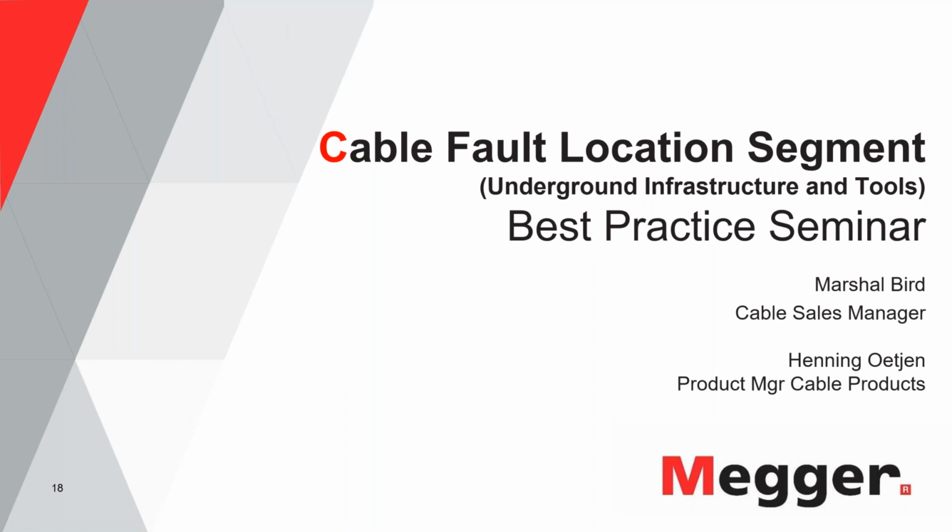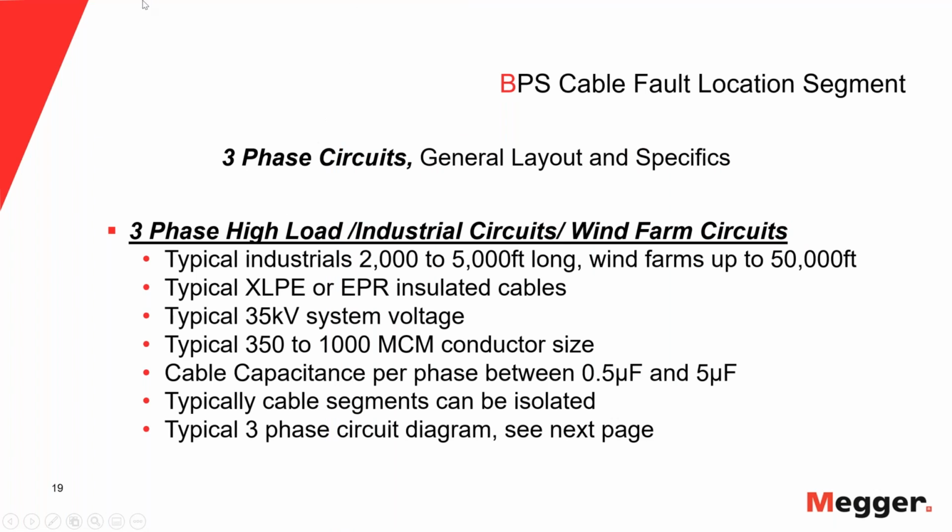So when I look at the three-phase scenarios here, we basically have two types. One is what I would call the three-phase high-load industrial circuits, which also includes wind farm circuits. These are typically characterized by lengths of, for industrials, maybe 2,000 to 5,000 feet. The wind farms can go much longer, maybe 50,000 feet.